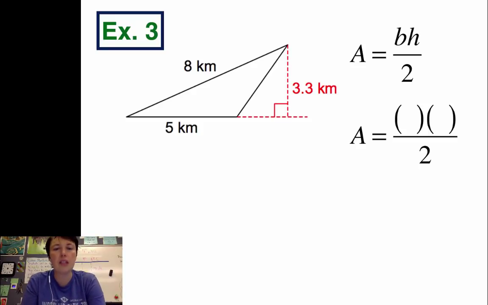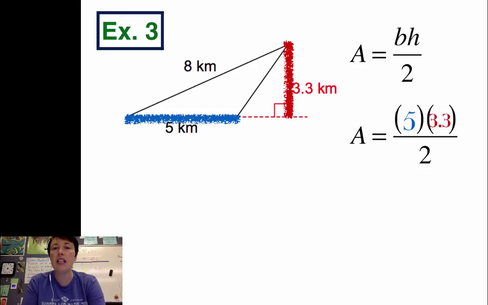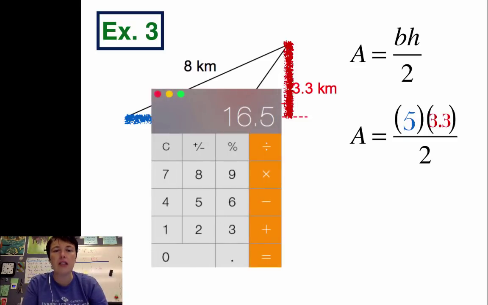This time when I look at the picture, the base is that 5 kilometers on the bottom. That is the base of our triangle. So it's a 5-kilometer base. And the height is that 90-degree angle, so it's 3.3. I'm highlighting it in the picture there. So we're going to grab a calculator and multiply 5 times 3.3. And I know 5 times 3 is 15, so I'm expecting something close to 15. Oh, I got 16.5, pretty close.